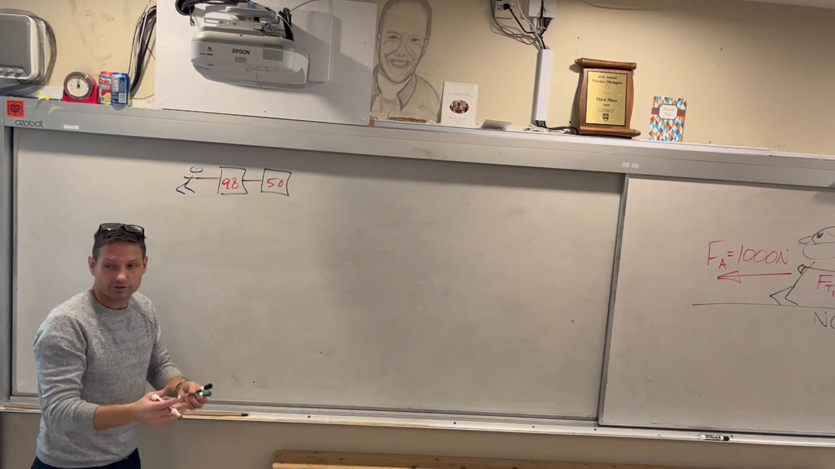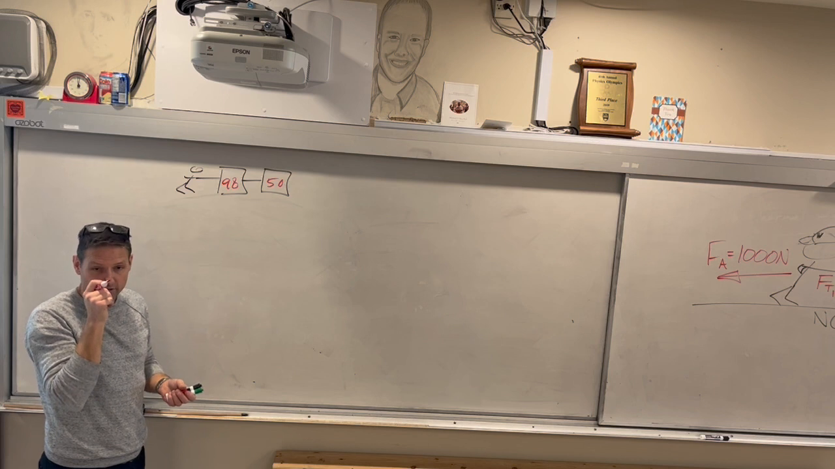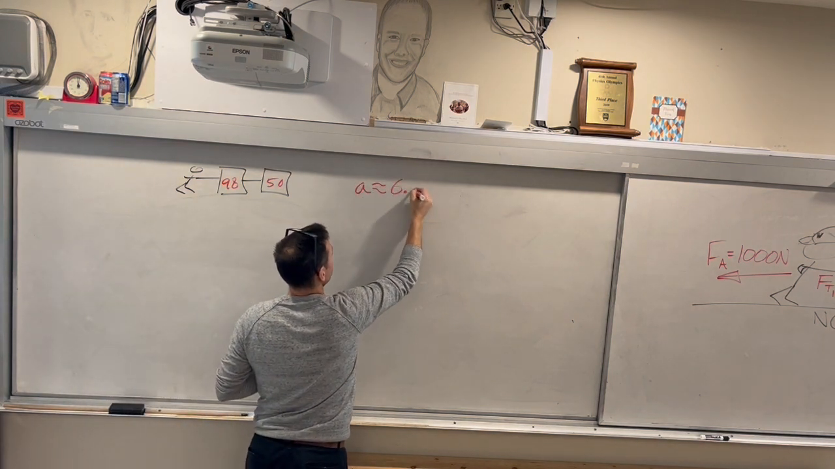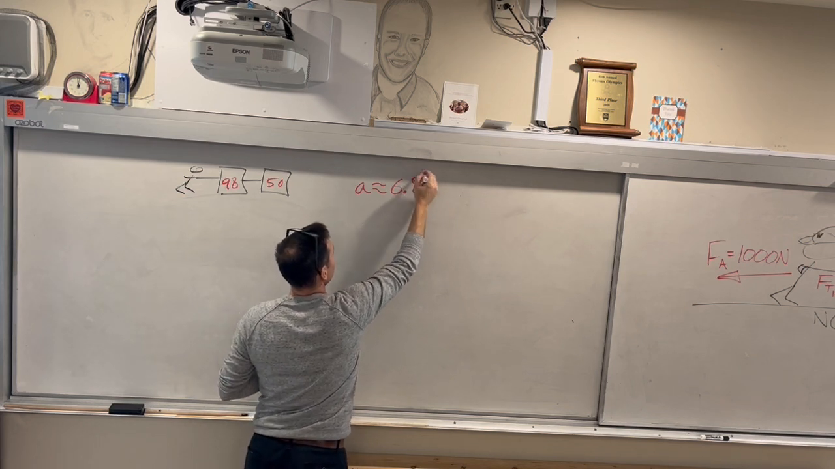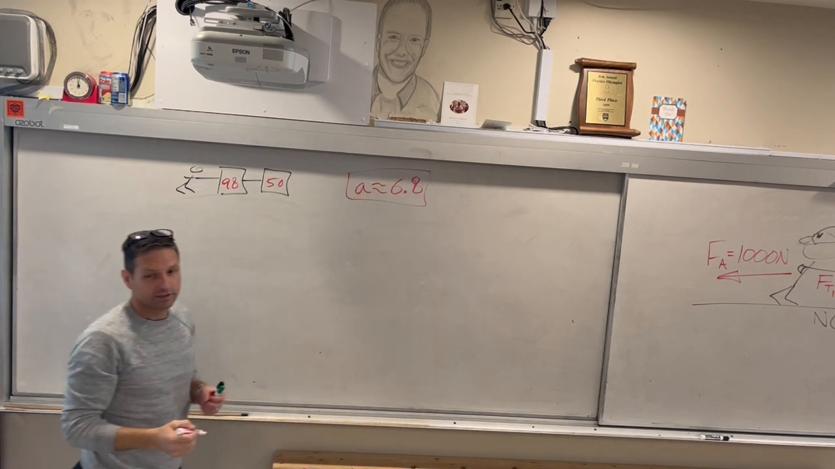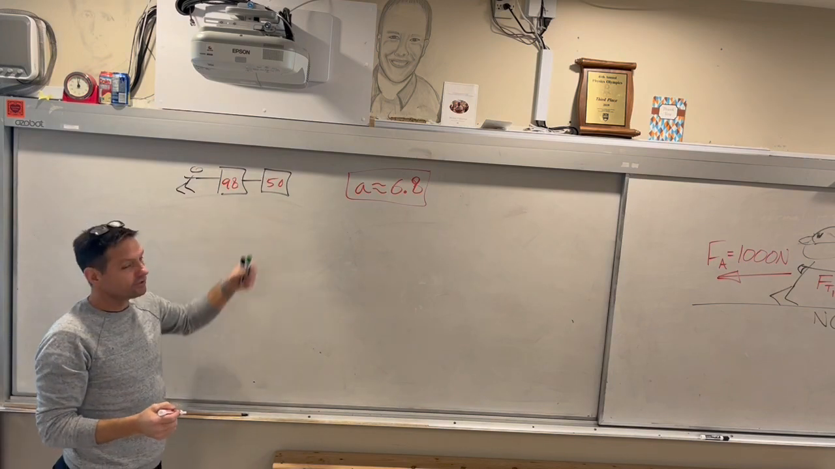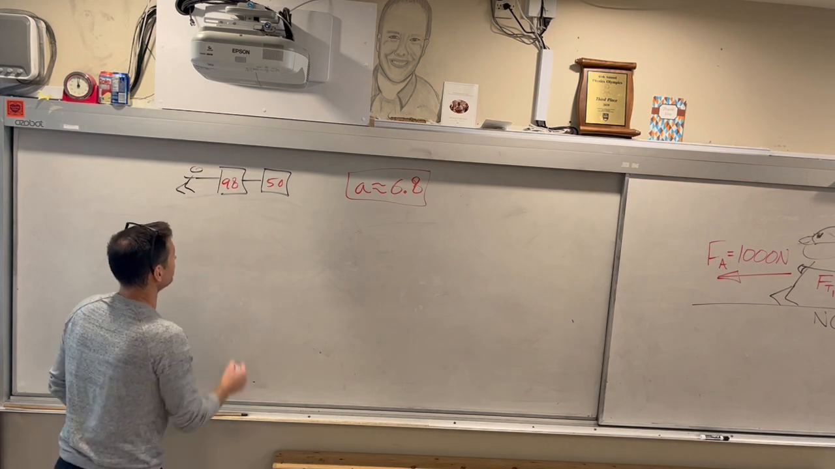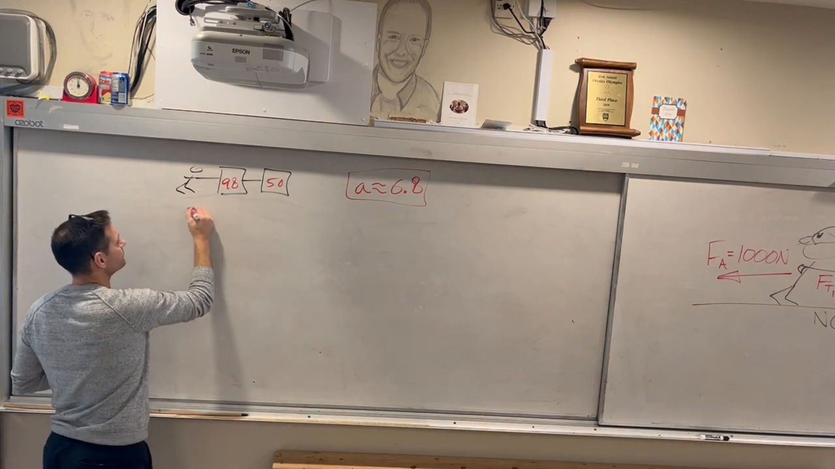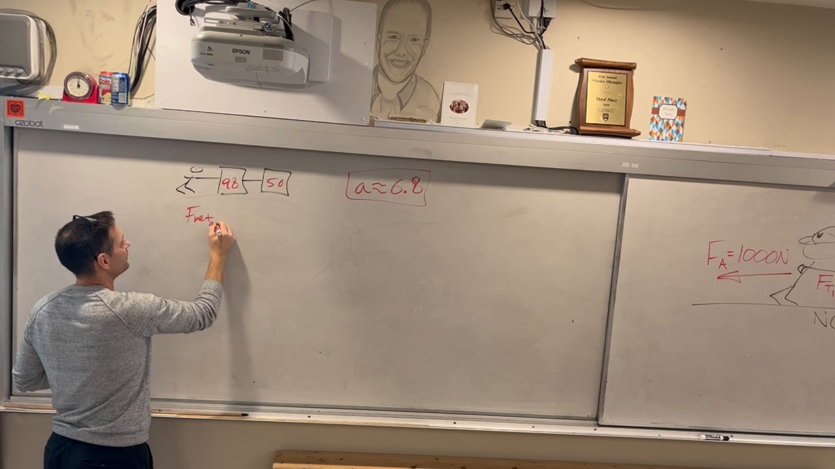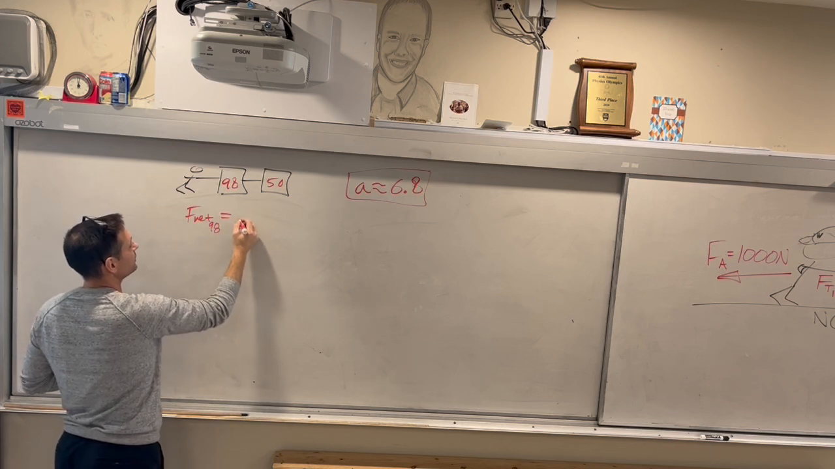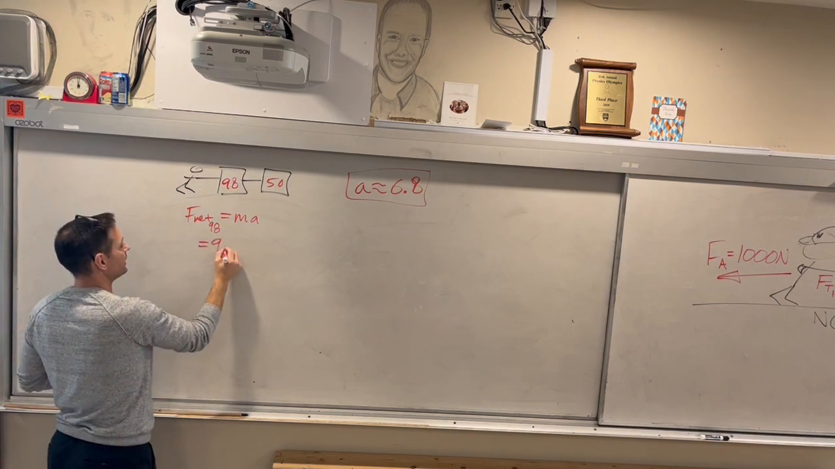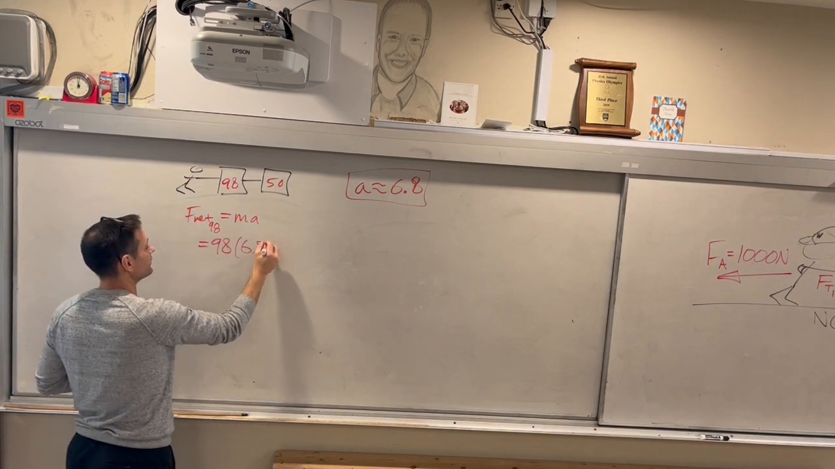So we've used the total net force, which is 1,000, to find our acceleration. And our acceleration was somewhere around 6.8. We're going to keep that handy, because we know both individual blocks have to accelerate at that rate. So F net on the 98 kilogram block is equal to mass times acceleration. That's going to be 98 times 6.8.